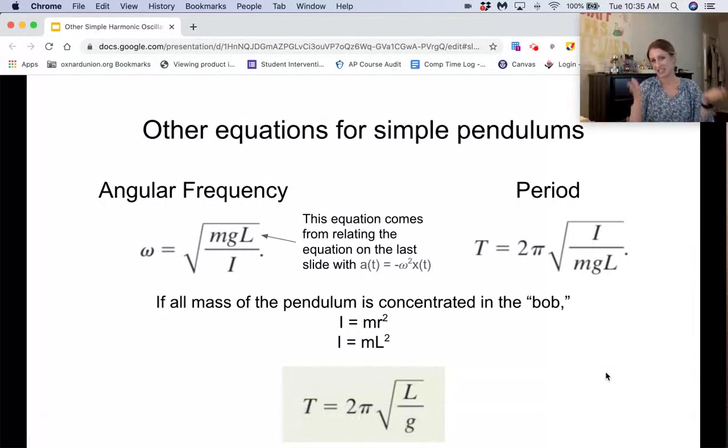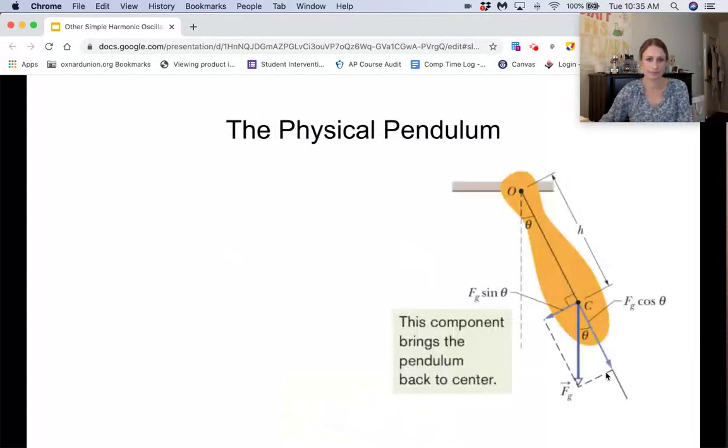Now this is our most important equation for a pendulum in simple harmonic motion. This is actually on your equation sheet. So this is the last equation, I think, if I remember correctly, for simple harmonic motion on your AP Physics C equation sheet.